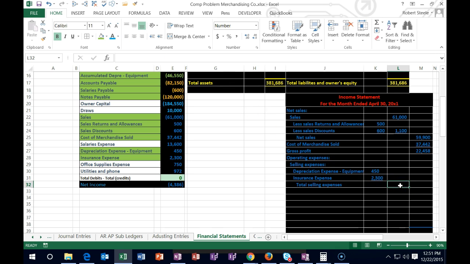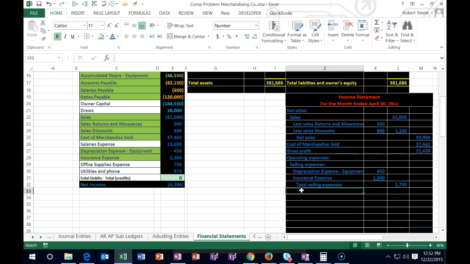So now I'm in the middle column. I'm not all the way to the total outer column, because what's going to go in the outer column? Total operating expenses. So I'm in the middle column, equals SUM. I'm going to highlight these two numbers and enter.